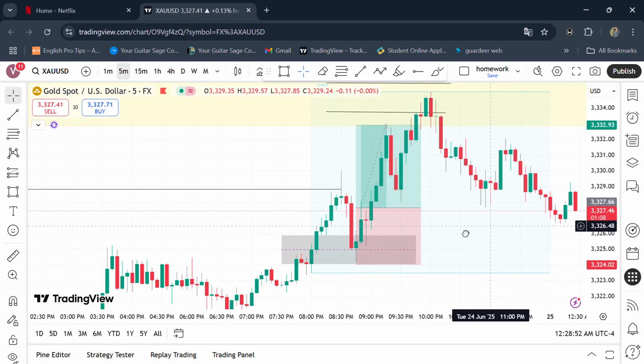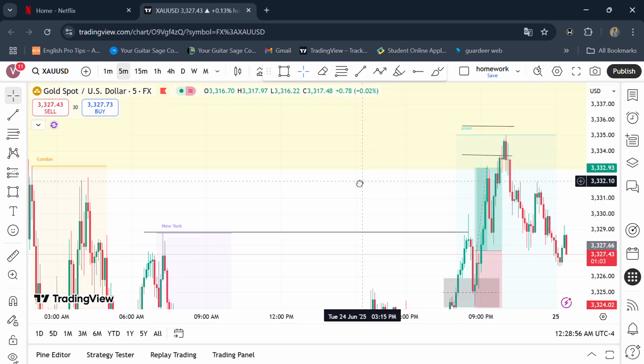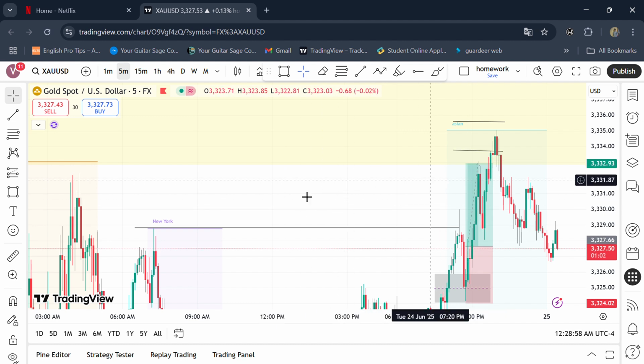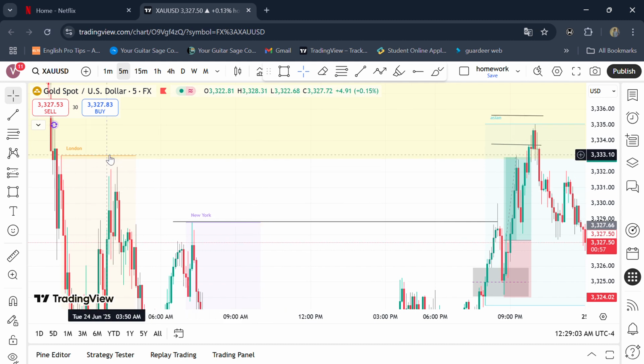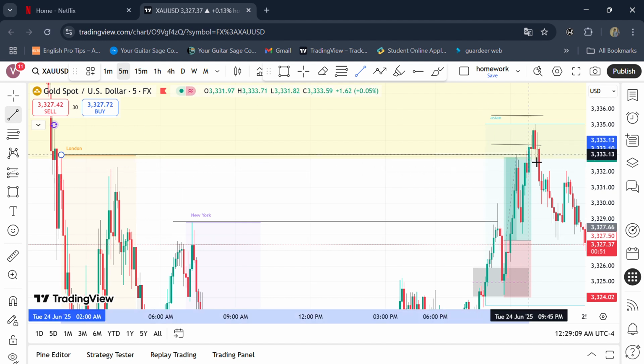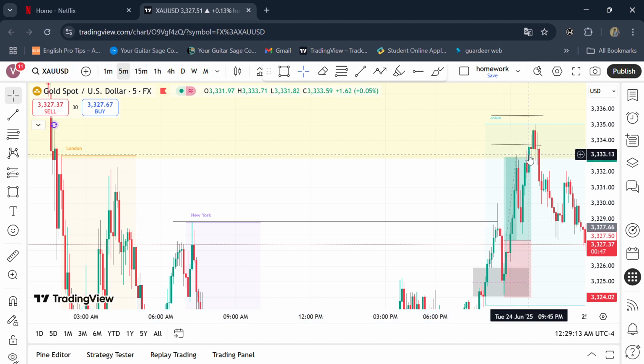Now if you see why I marked this target, because again last day's London high was here, and that's where I had kept my take profit.